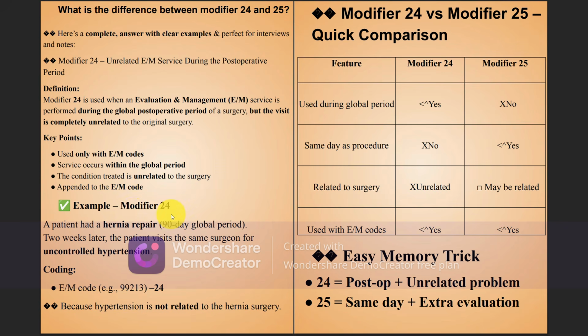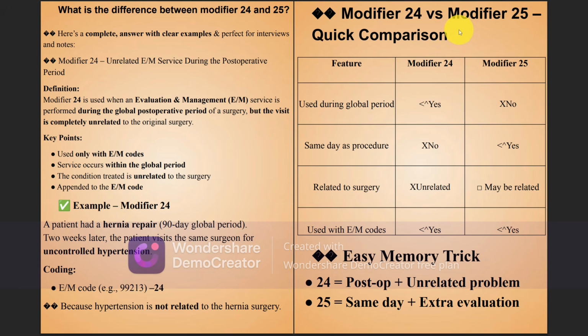Example of 24 modifier: a patient had a hernia repair, with a 90-day global period. Two weeks later, the patient visits the same surgeon for uncontrolled hypertension. Coding: E&M code, for example 99213 with 24 modifier. Note: because hypertension is not related to the hernia surgery.